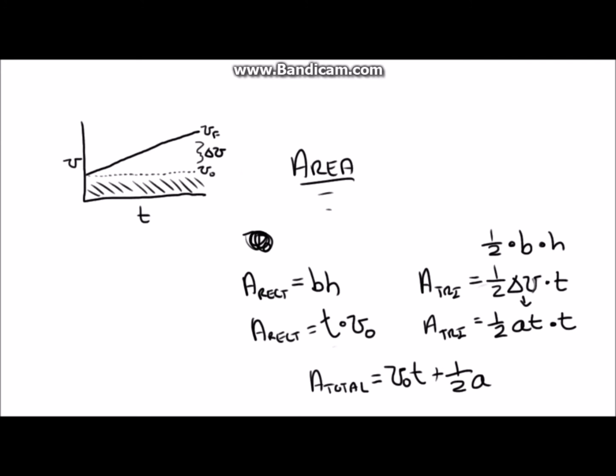You add those two areas together, you get v0t, the area of the rectangle, plus half at squared, the area of the triangle. One interesting thing to note is that the area of this triangle is really half the area of this total top rectangle that I'm drawing here, because that's expressed in the area of the triangle, which is half bh.